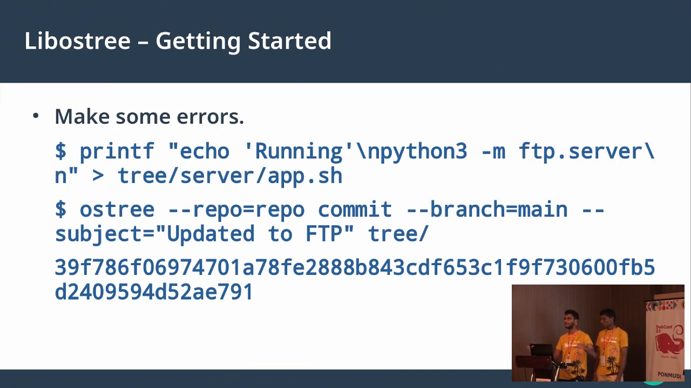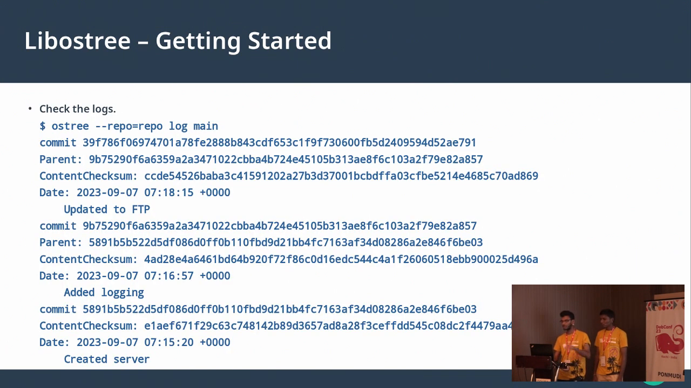Now suppose you make some destructive or malicious changes. I'm changing http.server to ftp.server. If you know, HTTP server is a built-in module in Python, but there is no ftp.server. So this is a bad change, and I'm committing it as "update to the FTP server". Now I'm checking the logs again. This change has been committed, and now we are going to revert it.